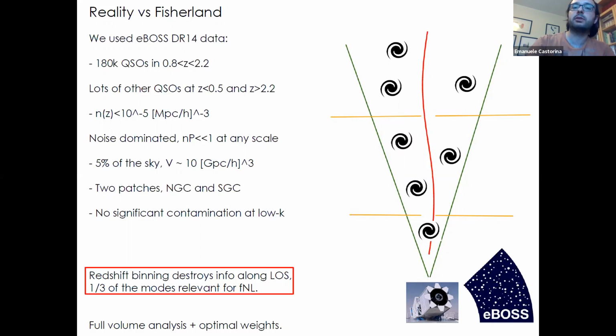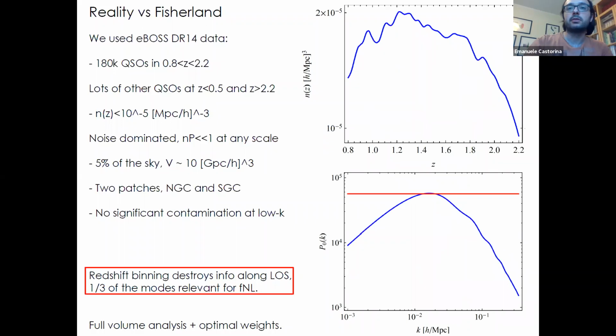So what we're going to do is just run our optimal estimator on this eBOSS sample and see if we can improve over the standard analysis. So this is in plots. What I just said is that the number density is pretty low, about 2 times 10 to the minus 5. And so this is sort of a scary plot that tells you that basically all the modes are going to be dominated by the shot noise, which is this red line here.